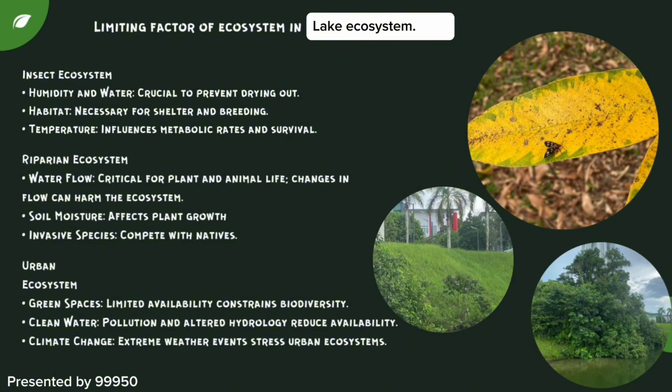The second one is soil moisture. It will affect plant growth. The third one is invasive species. Competition with natives is a limiting factor for the riparian ecosystem.